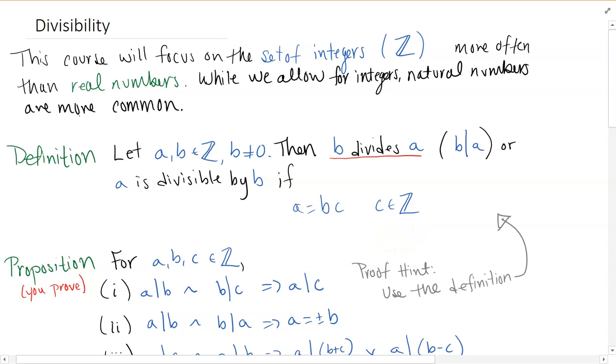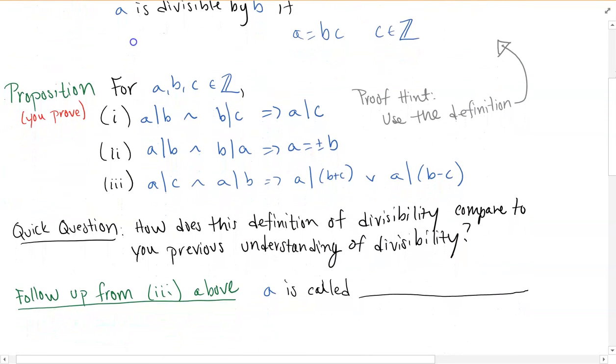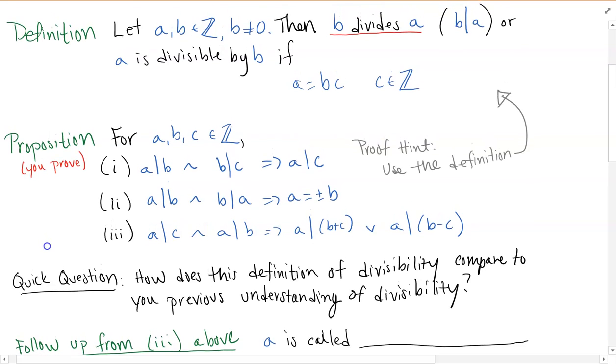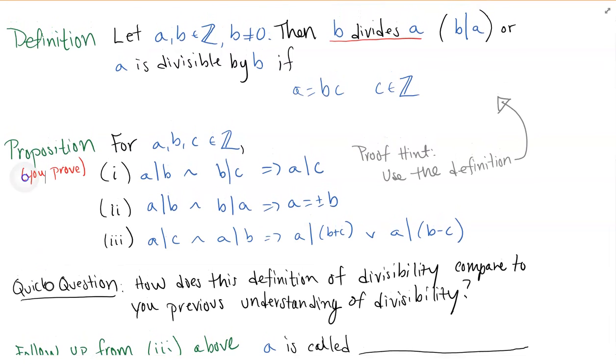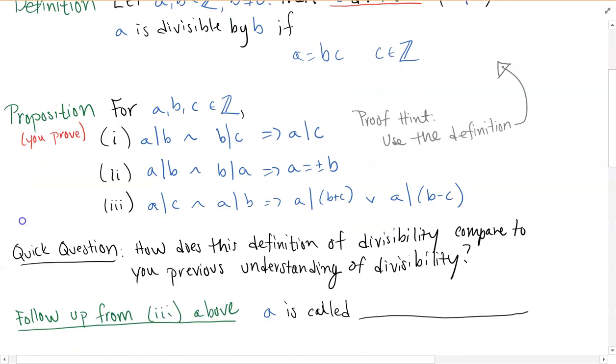And then later on in your homework, and yes, you are going to have to do this, you are going to prove this proposition. So this says, if we know A divides B and B divides C, well then A divides C. And if A divides B and B divides A, then A is plus or minus B, so the same thing up to a minus sign. And then last, if A divides C and A divides B, that means that A divides the sum or A divides the difference. Just as a hint for your homework, to prove each of these, using this definition is going to be a lifesaver. So make sure to try that idea out in proving each of these.